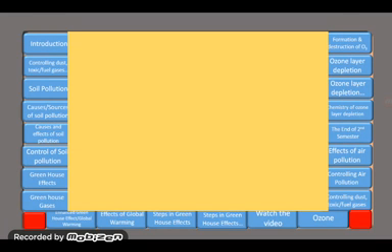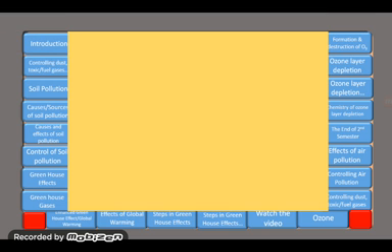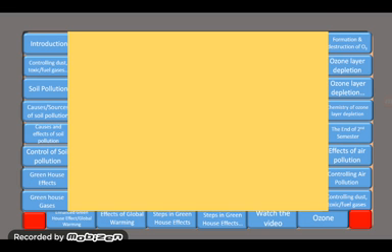Good morning. Last week we started this topic, pollution, and we were able to treat the first part. Today we'll be going on to the second part of this topic. And do not forget, last week we stopped at commonly used equipment or processes for controlling dust in the industry, after which we move on to controlling toxic fuel gases. And by the special grace of God, today we will be continuing from where we stopped.